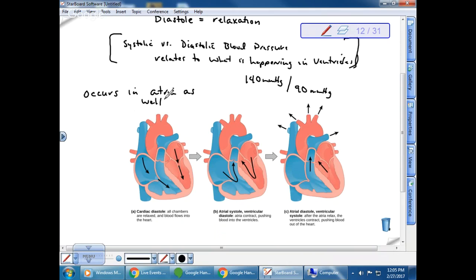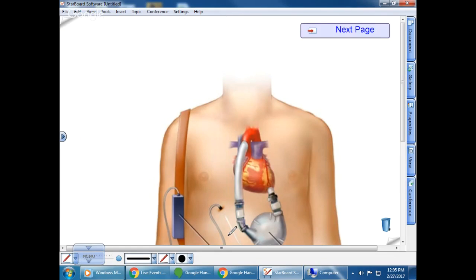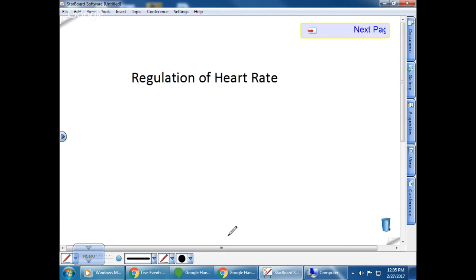So you just need to know systole means contraction, and diastole means relaxation of the chambers in the heart. Okay, and it relates to blood pressure when we're talking about the ventricles specifically. Okay, so when we look at this cardiac cycle, we already talked about that.